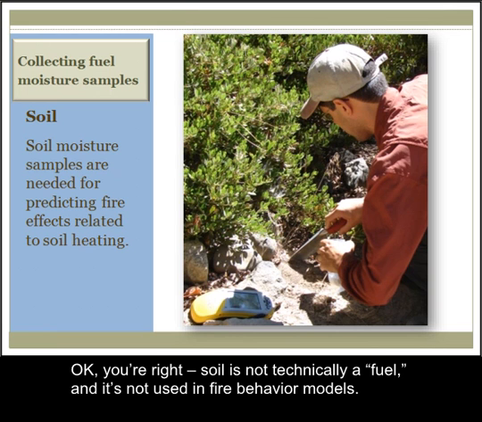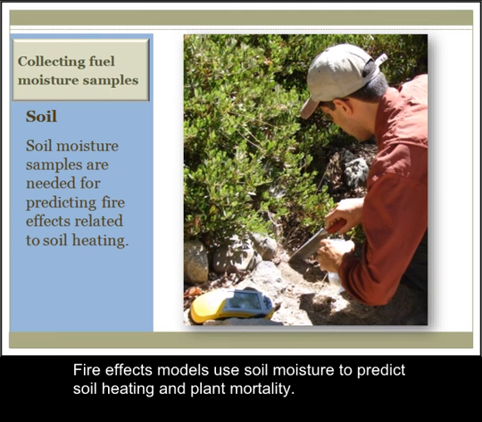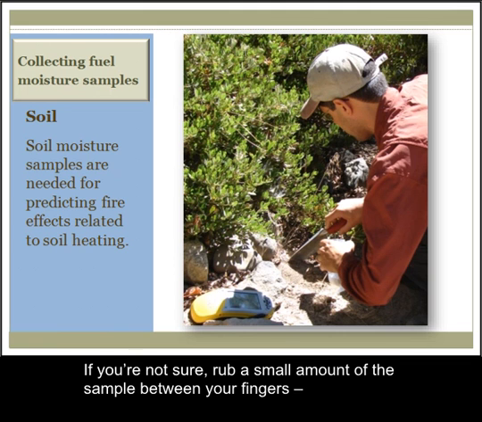Okay, you're right. Soil is not technically a fuel, and it's not used in fire behavior models. But some vital plant parts are found in the soil layer, and soil moisture content greatly influences their heat exposure during a fire. Fire effects models use soil moisture to predict soil heating and plant mortality. The soil layer is identified by the fine mineral grains and lack of organic matter. If you're not sure, rub a small amount of the sample between your fingers.